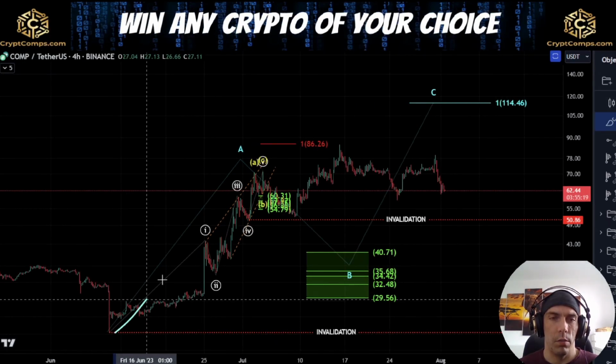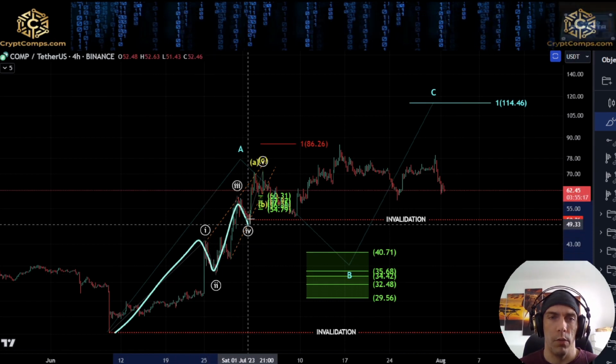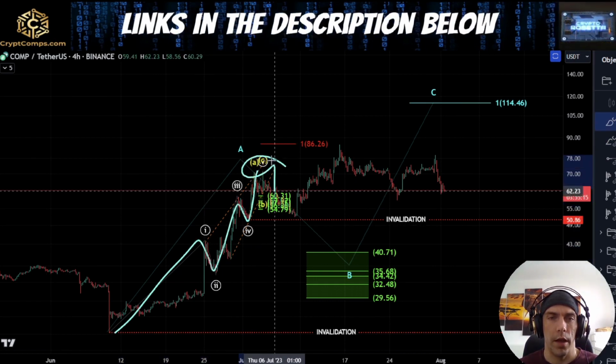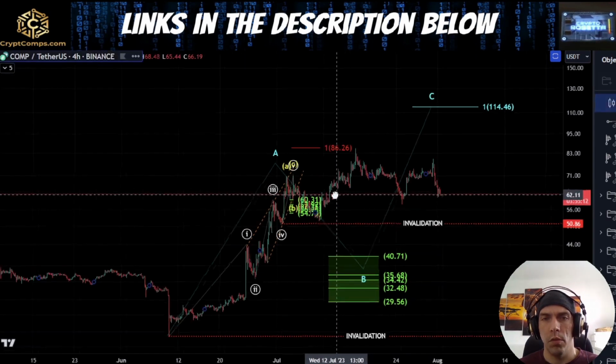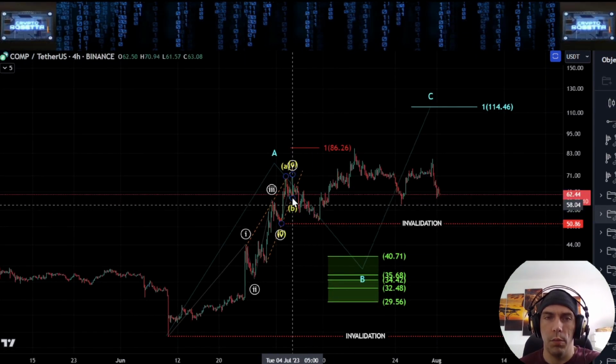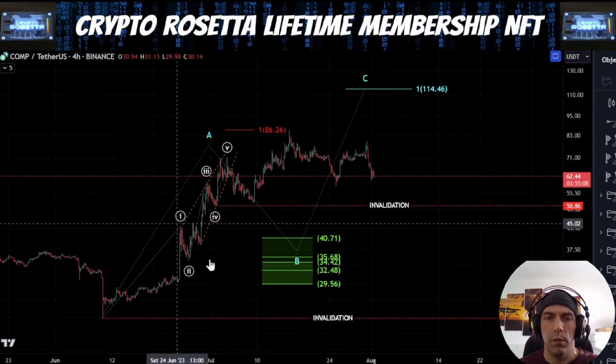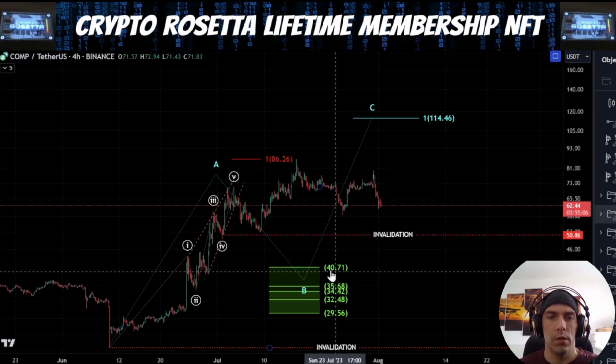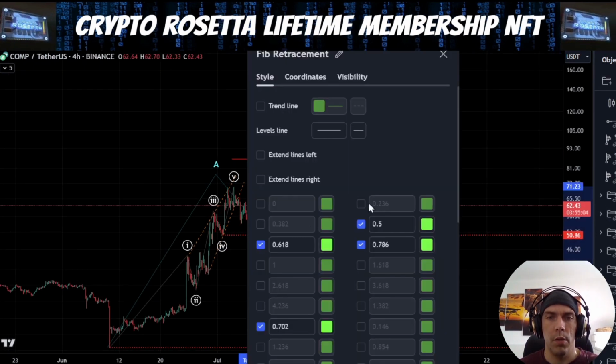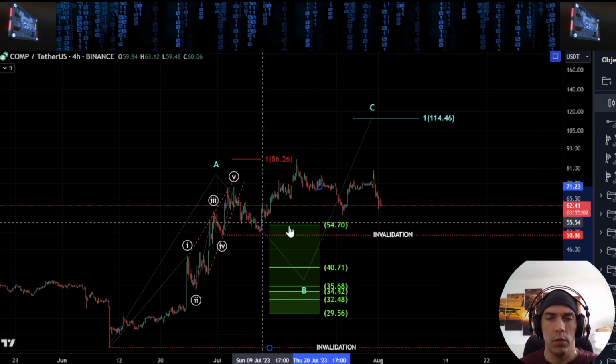And what we are saying is that this could be 1, 2, 3, 4, and 5 as a contracting diagonal. Now, if this is the case, what we were saying that we wanted to see here was actually a push to the downside, looking for this blue B wave. Now, we didn't come down as deep as this, and actually we only came down towards this 236 level.